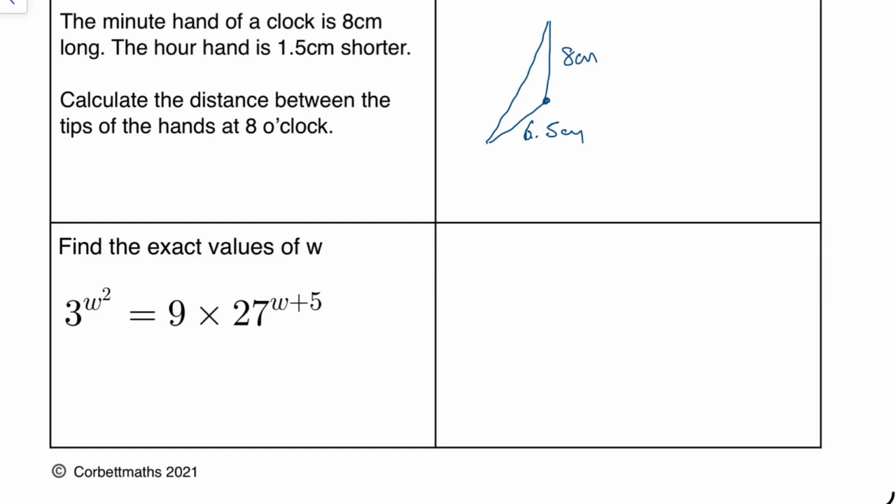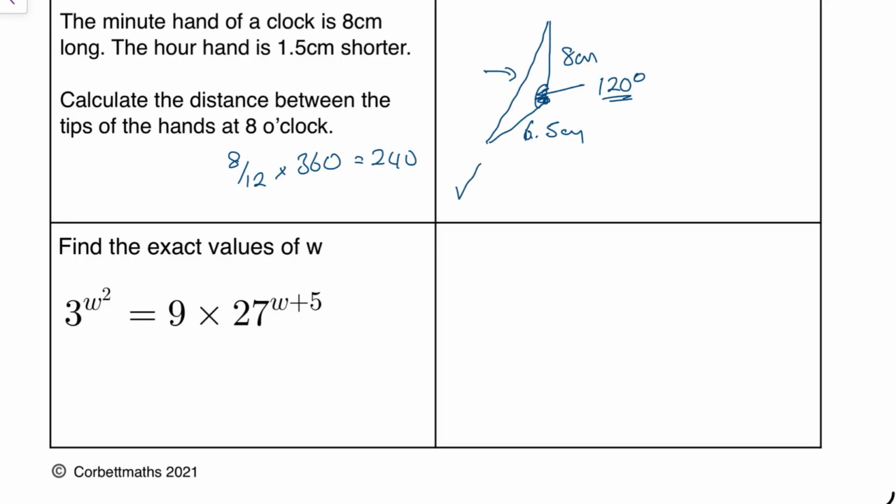Now, of course, the clever bit about this question is 8 o'clock is 8/12 of the way round the clock, which is 8/12 of 360 around. So 8/12 of 360 is equal to 240, which means that this angle here is going to be 360 minus 240, which is going to be 120 degrees. So it's just a cosine rule question.